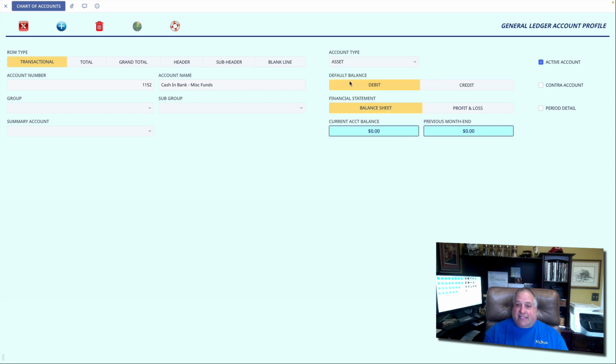This is going to be an asset, and as an asset on our balance sheet, it is going to, by default, have a debit balance. We're going to come back to debits and credits in a moment, but for right now, let's just assume this is going to be a debit balance account on our balance sheet.